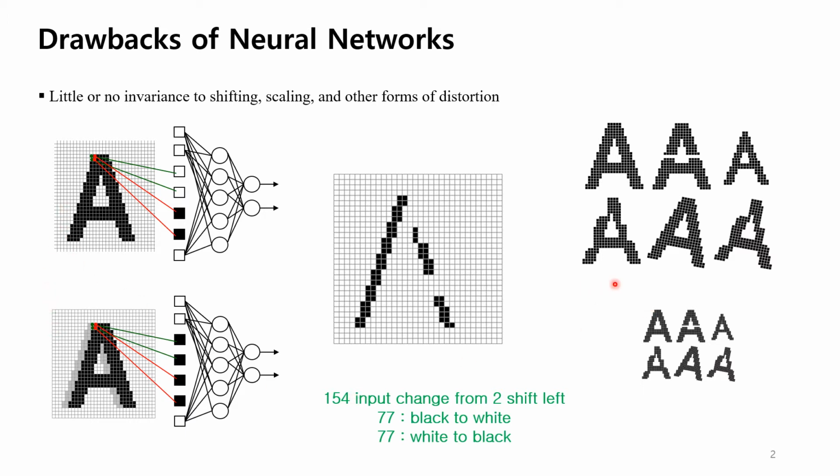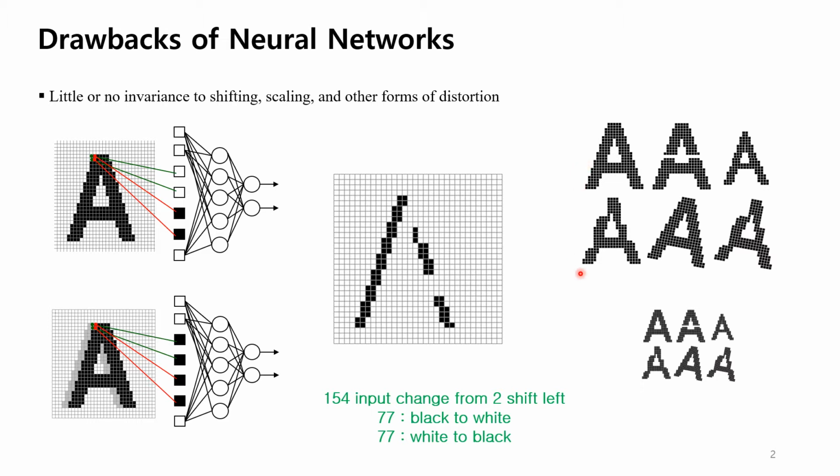Another example is like this. In the original image A, let's say you give some damage like this, or like this, whatever. You can do many things. Sometimes you rotate the letter, or you squeeze the letter, or you can squeeze even further. You can do a lot of things.